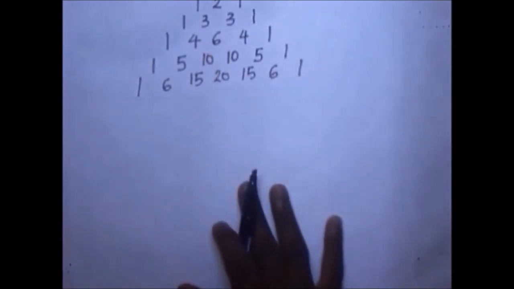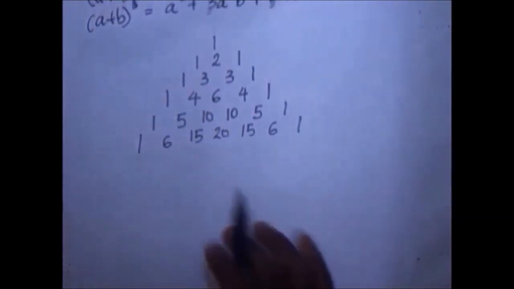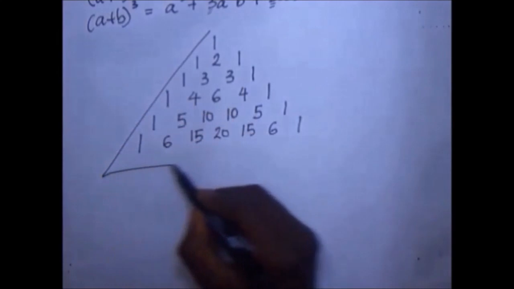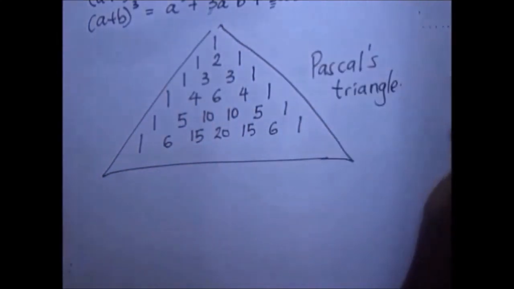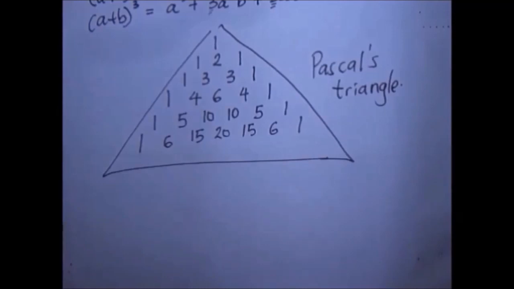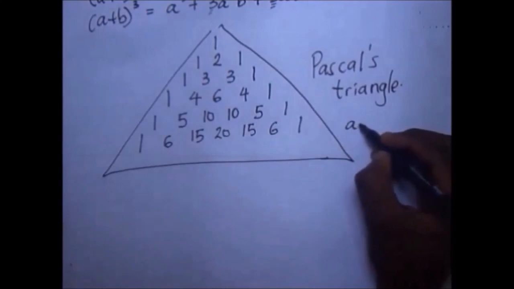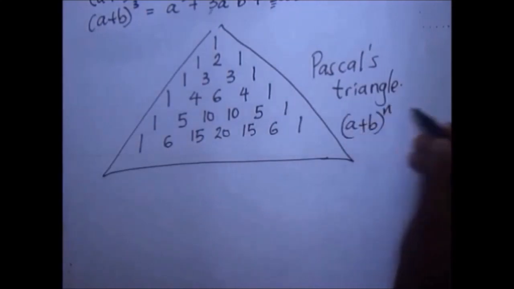Now the triangle continues. It goes on and on. And this is what we are calling Pascal's triangle. Now what is the use of Pascal's triangle? Pascal's triangle is used to get coefficients of expressions of the form (a + b)^n.